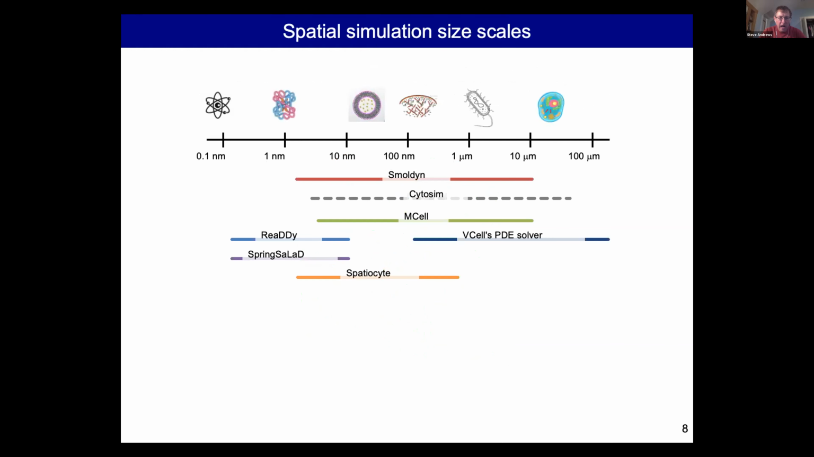So I want to give a high level view of what's out there for spatial simulation. There's a whole range from 0.1 nanometers, with atom size or less, up to 10 microns, 100 microns, cells and tissues. And here's a quick overview of the software that's available. For the most part, I'm missing some things. At the small scale, you have Ready and Spring Salad. I'll have more slides on these things.